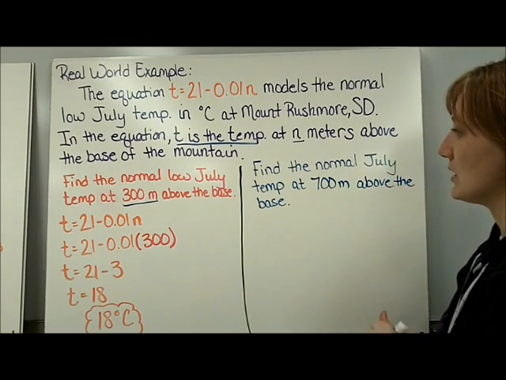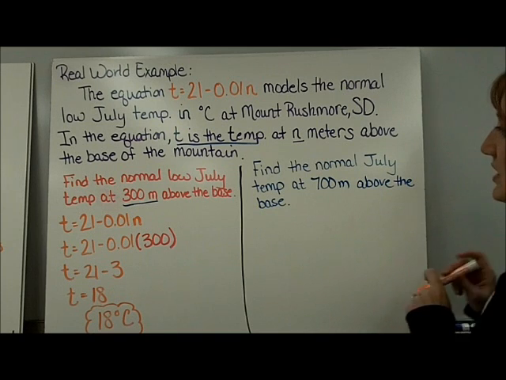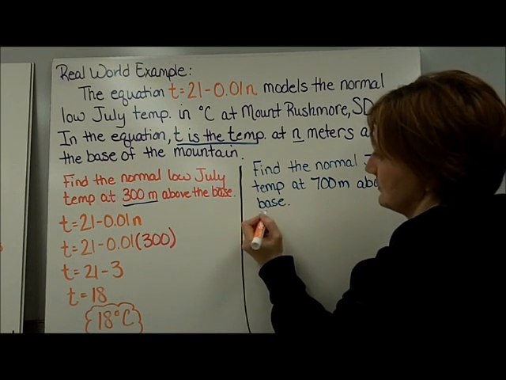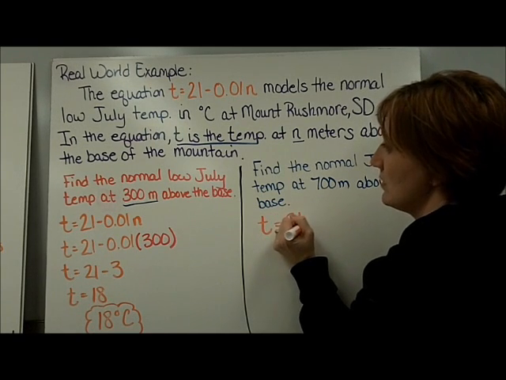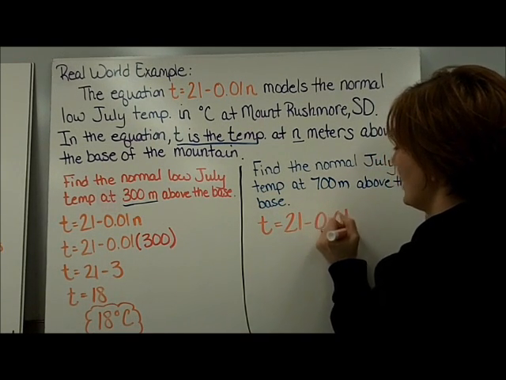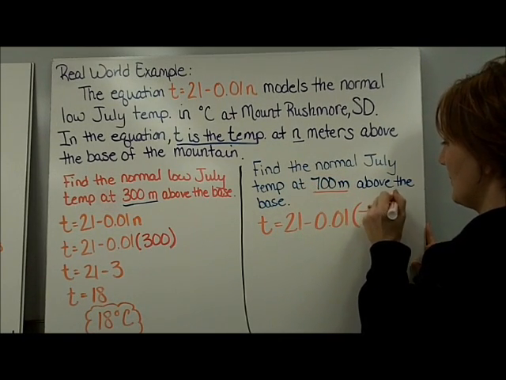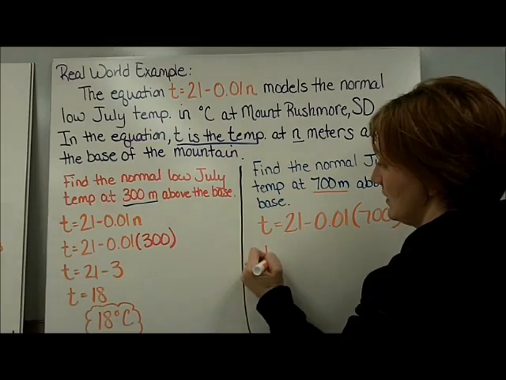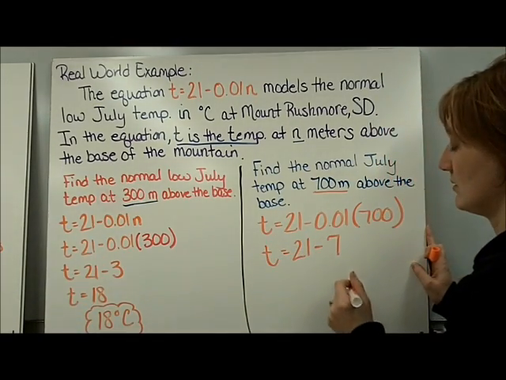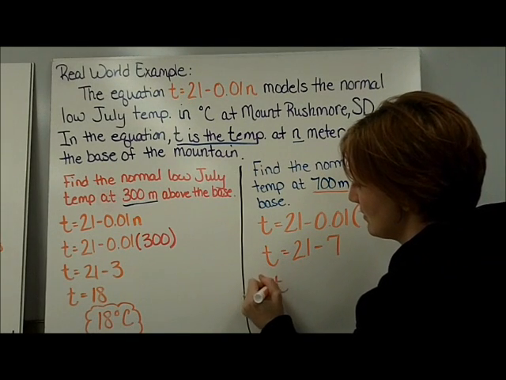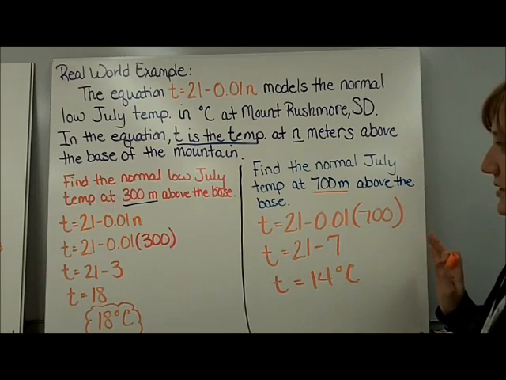Doing the same problem over here. Find the normal July temp at 700 meters above the base. So we have T equals 21 minus 0.01, and the N value is here. T equals 21 minus 7. 21 minus 7 is 14 degrees Celsius.